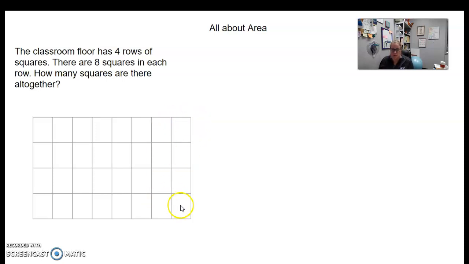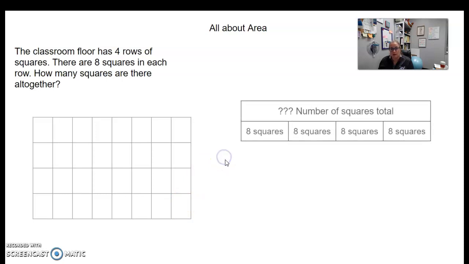28, 32. So I'm still going to draw my strip diagram to help me figure out how to solve it. I'm looking for my total number of squares, and I know that I have 4 rows and 8 in each one. So here's my 4 rows, and there's 8 in each one of them. Now when I do that, if I count them all or I skip count, whatever I choose to do, I still get back to 32 square units.